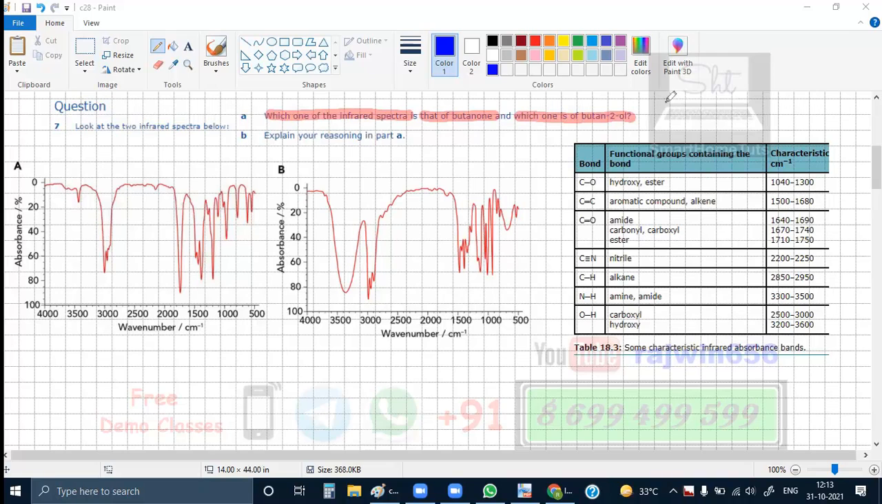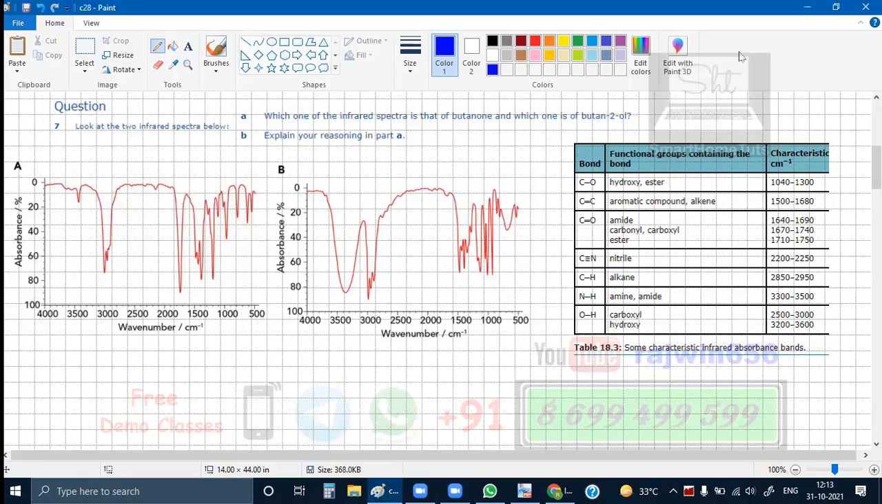We will try to figure out the formula if possible, or we will also try to get what functional groups can be present in that. First we will write down the formula of butanone. This is the compound, butanone. 4 carbon atoms will be there because butane is there.